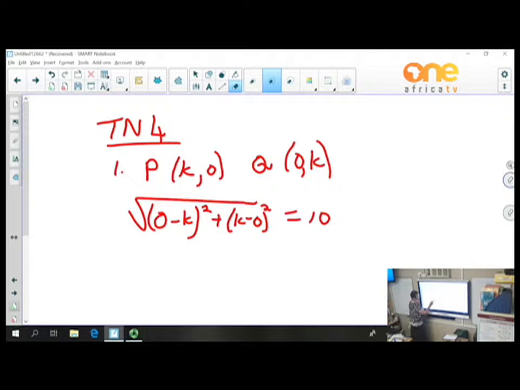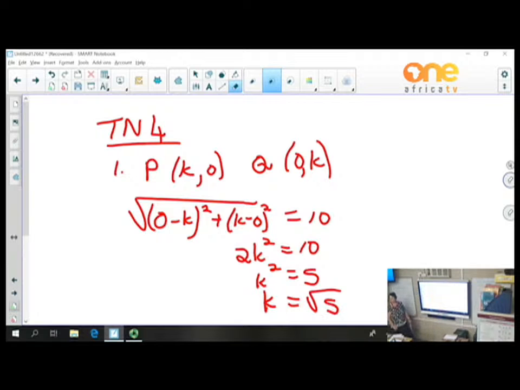And what will it now be? So it will be 1K squared plus another one. So I can say that 2K squared is equal to 10. If you square it, it becomes a positive. So K squared is then equal to 5, which makes K equal to the square root of 5, which is 2.24. So that's the value of K. So it's another way of asking it. I'm actually showing you this one.